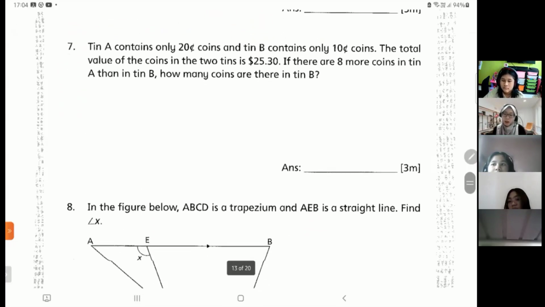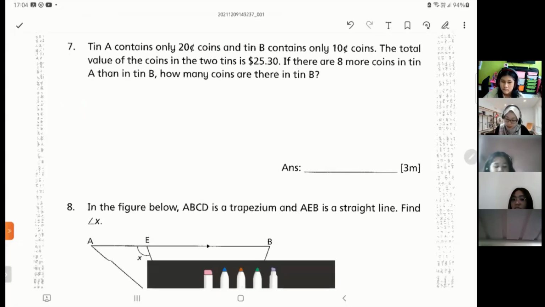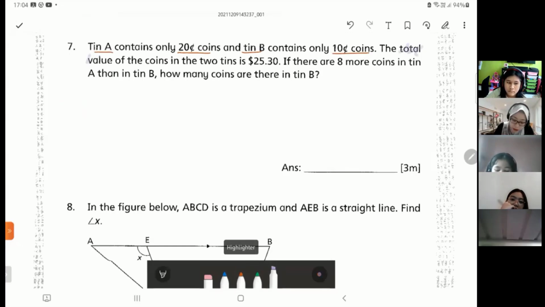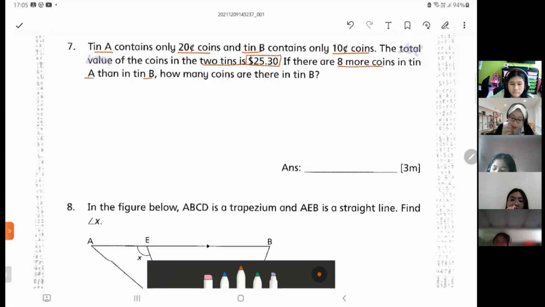Next one is the total value, number times value concept. Focus, please. It's a new concept. Tin A contains 20-cent coins. Tin B contains 10-cent coins. The keyword total value is already given here. So that's why I'm going to use the total value, number times value concept, because they give it to me already. The total value of the coins in the two tins is this much. If there are 8 more coins in tin A than tin B, how many coins are there in tin B?